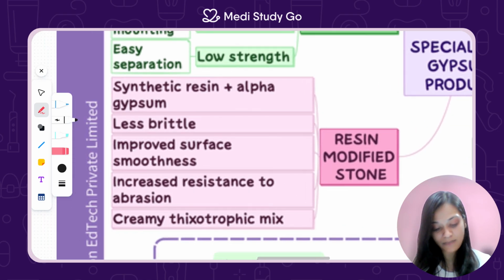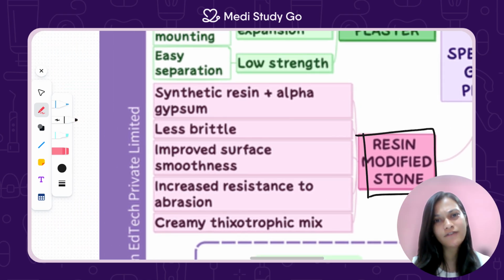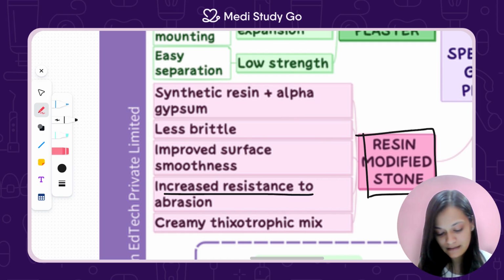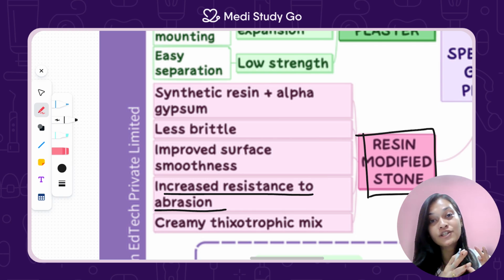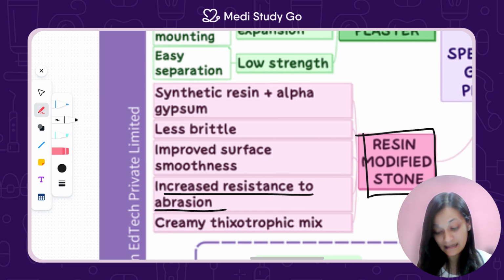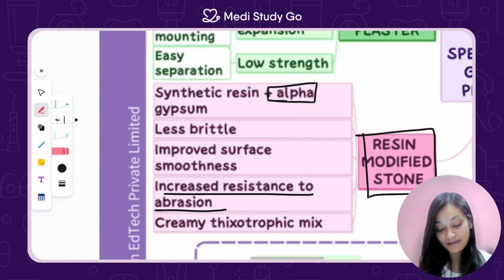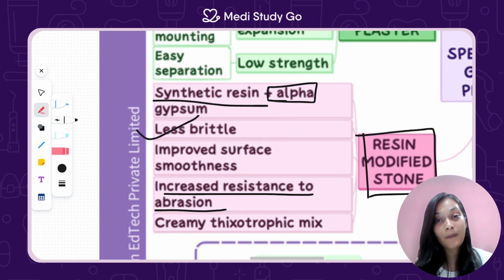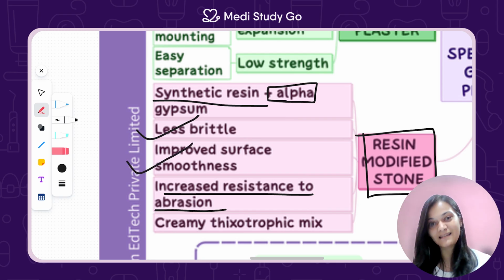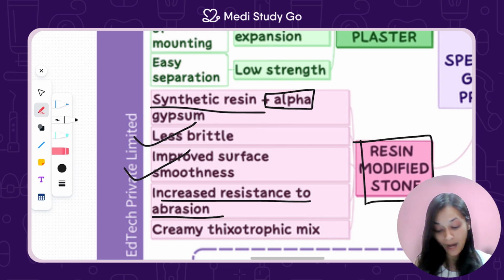Then talking about resin modified. Why do we actually need to modify with resin? What would be the need? It's nothing but to make it resistant to abrasion. If you want your stone or your cast to be preserved for a very long duration of time and for it to not abrade that easily, we have to add fillers. And by that I mean you add resin to it. So it is nothing but alpha hemihydrate along with your synthetic resin, which imparts quality like making it less brittle, improving the surface smoothness, definitely making it resistant to your abrasion.